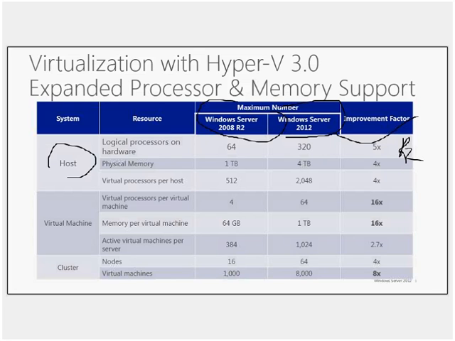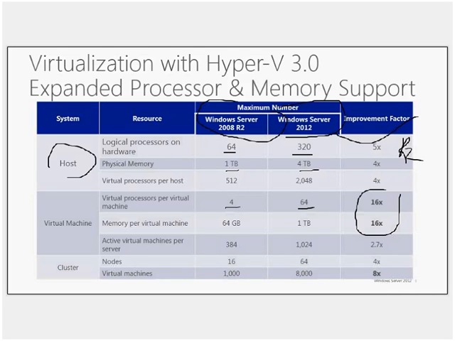You'll see there are lots of differences here with logical processors on the bare metal host. It's 64 with Windows Server 2008 R2, and we've expanded that to 320 logical processors on hardware. Physical memory on bare metal goes from 1 terabyte to 4 terabytes, a big improvement there. And then I always go for the meat and potatoes here, this 16 times figure: virtual processors per virtual machine went from 4 to 64 virtual processors per VM with Hyper-V 3.0.